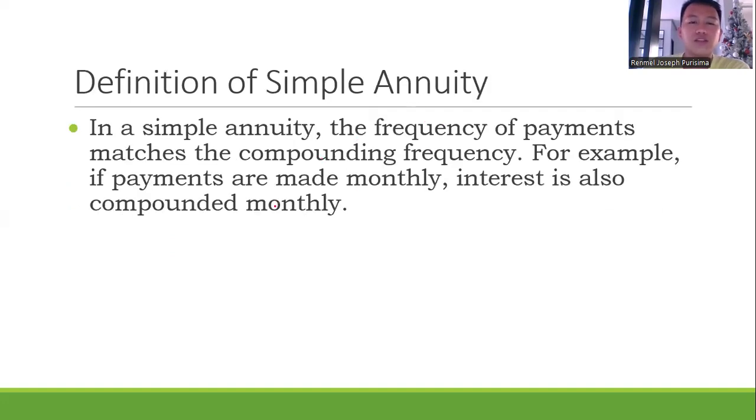First, let's deal with the simple annuity. In a simple annuity, the frequency of payments matches the compounding frequency. For example, if the payments are made monthly, the interest is also compounded monthly. So it's the same. Another example, if you are going to have a quarterly payment, the interest is also compounded quarterly. So that is a simple annuity.